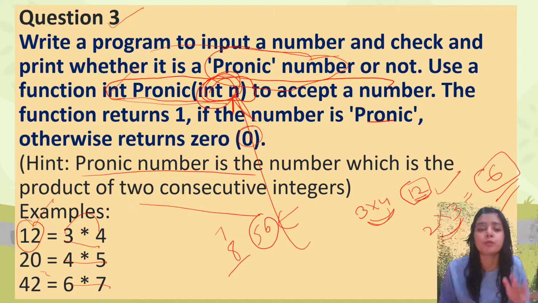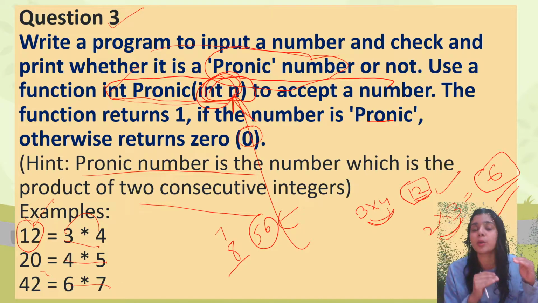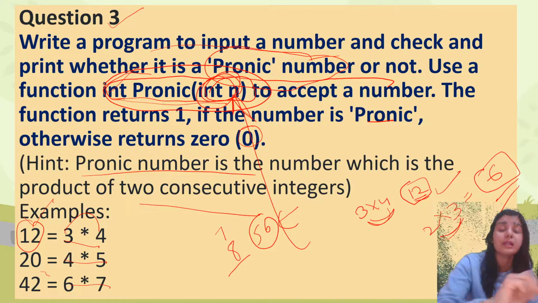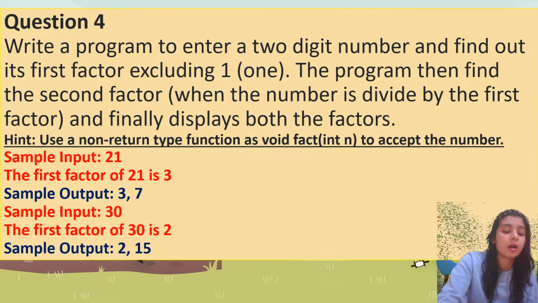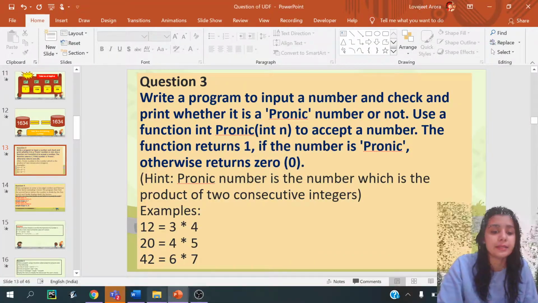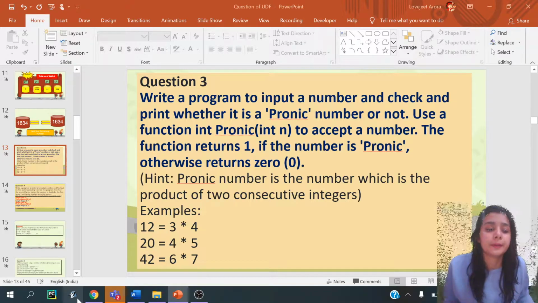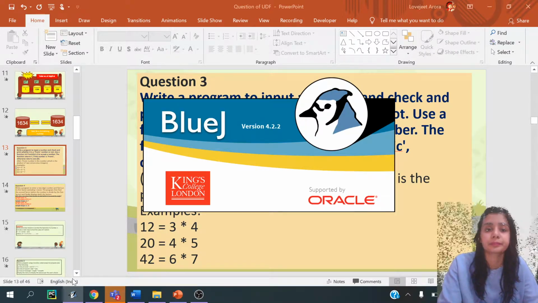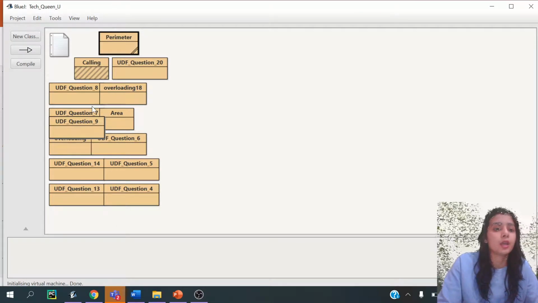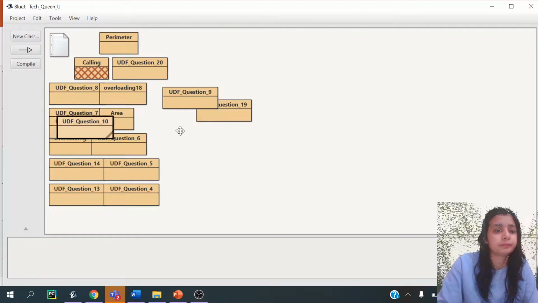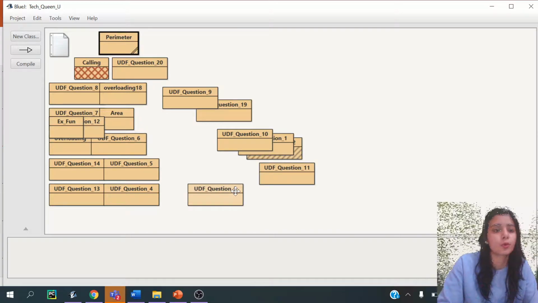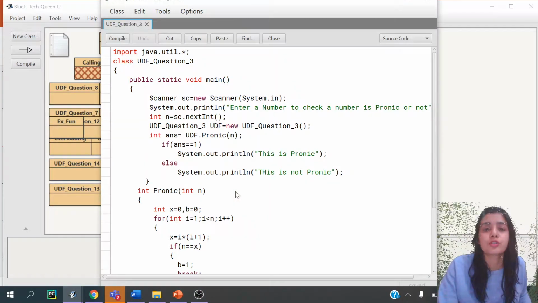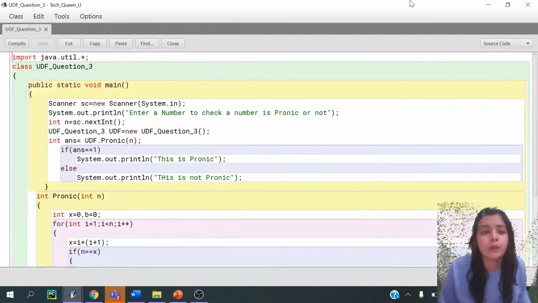So, for coding the pronic number, the main thing we have to remember is that all of this is going to be done in the function. Correct. Okay, now let's move on to BlueJ and start the code. This is my question number 3. Let's open this. Here we are going to write the code for the pronic number.